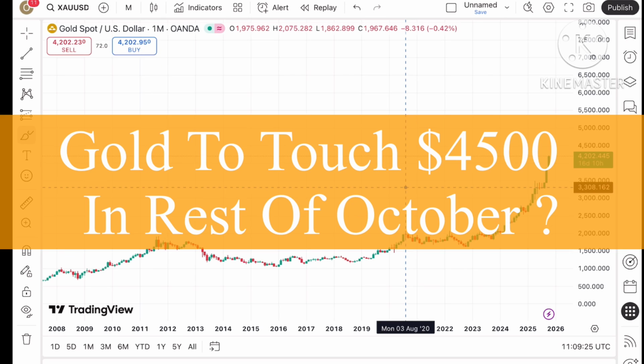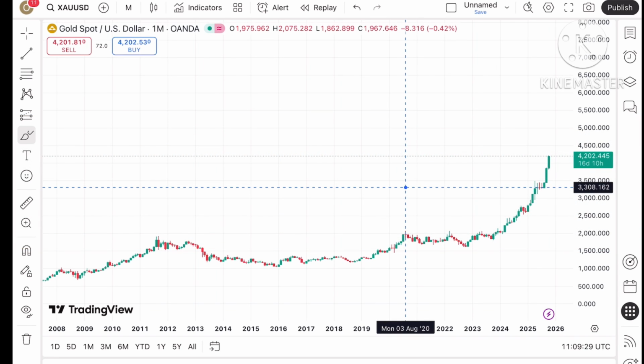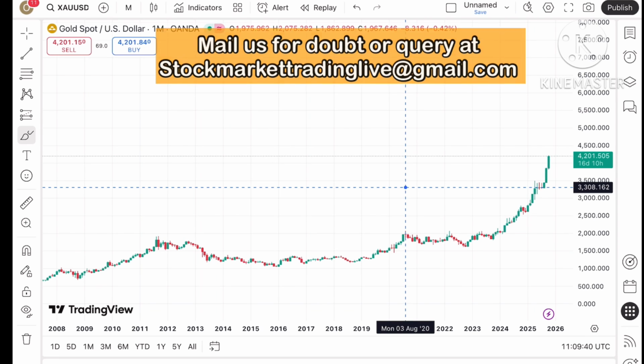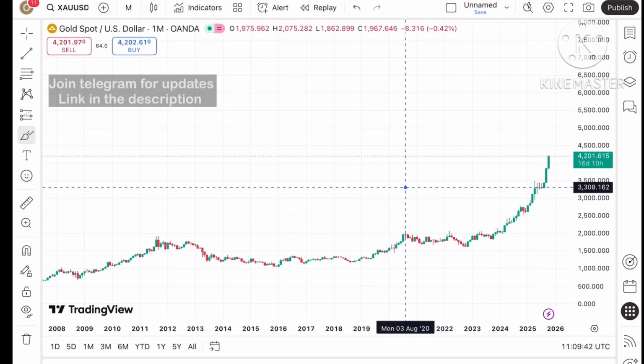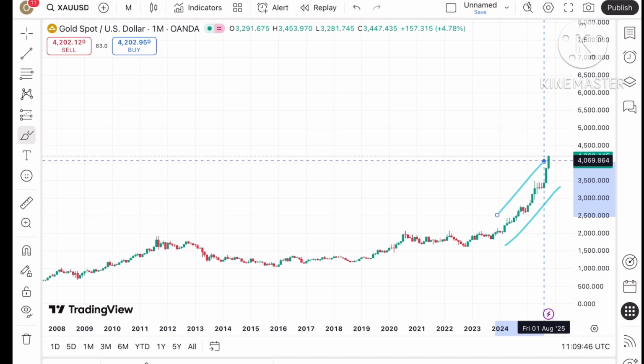So today in this video I'll explain how the price of gold has moved in the month of October and how the price of gold can move in the rest of October 2025. If you look at the chart of gold, the gold is now trading at a level of $4201.5. And if you look at this particular trend, there is a continuous upside we have seen.